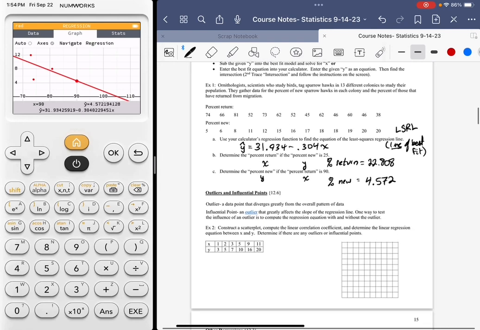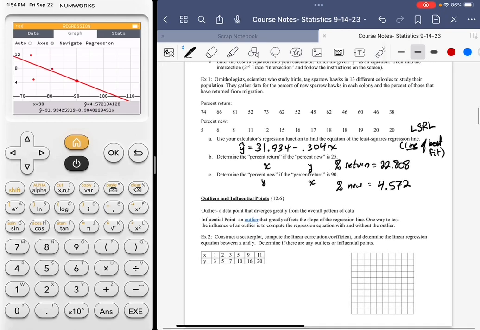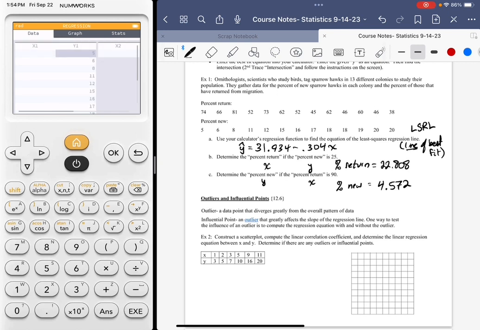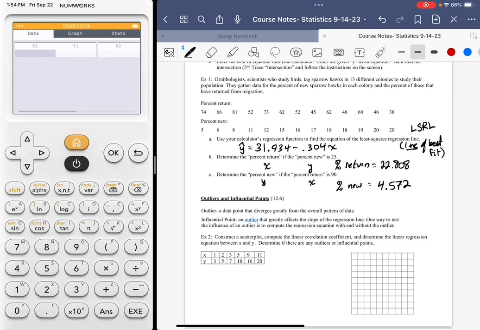All right. We could also determine outliers and influential points. Generally, the way that works, let me just get rid of this data. It's heartbreaking. Just typed it all in and I wipe it away immediately. Let me get this information in. Simple set of data: 1, 2, 3, 5, 9, 11, and 3, 5, 7, 10, 16, 20.